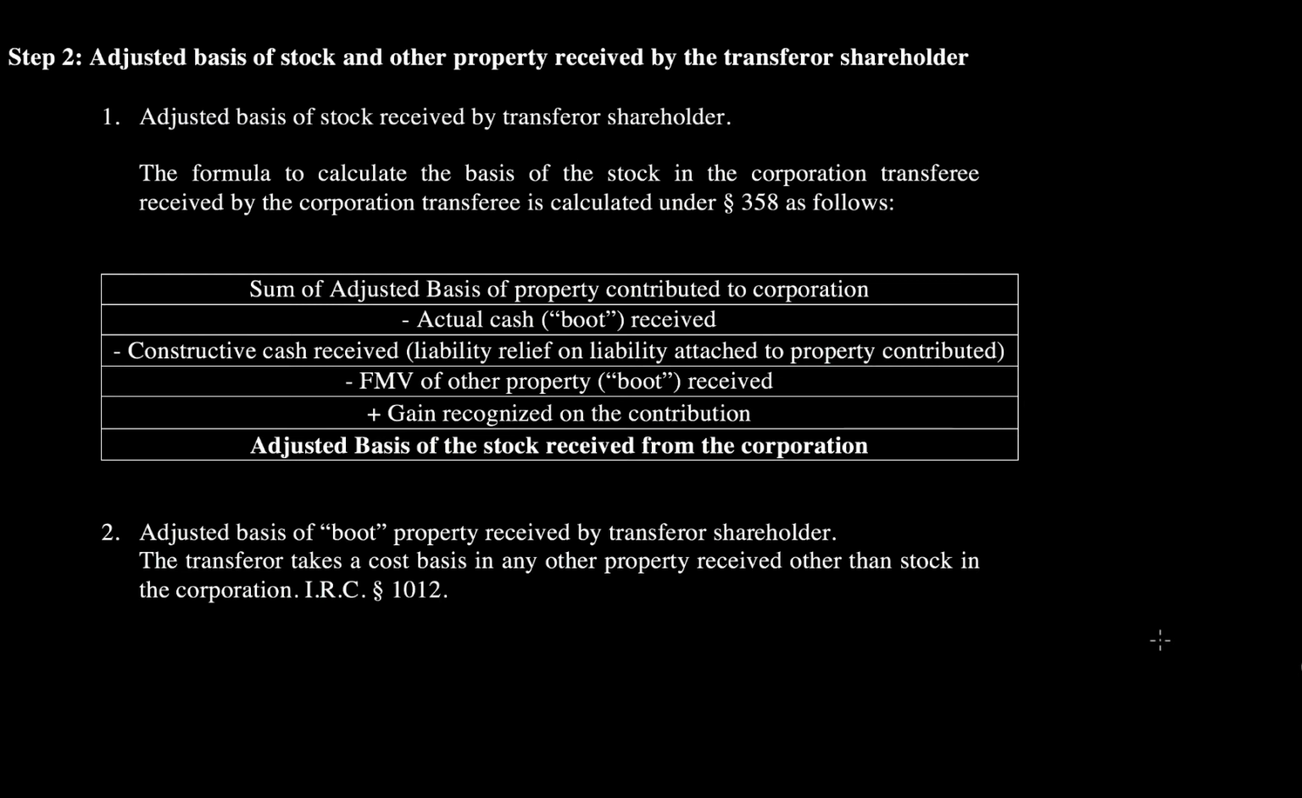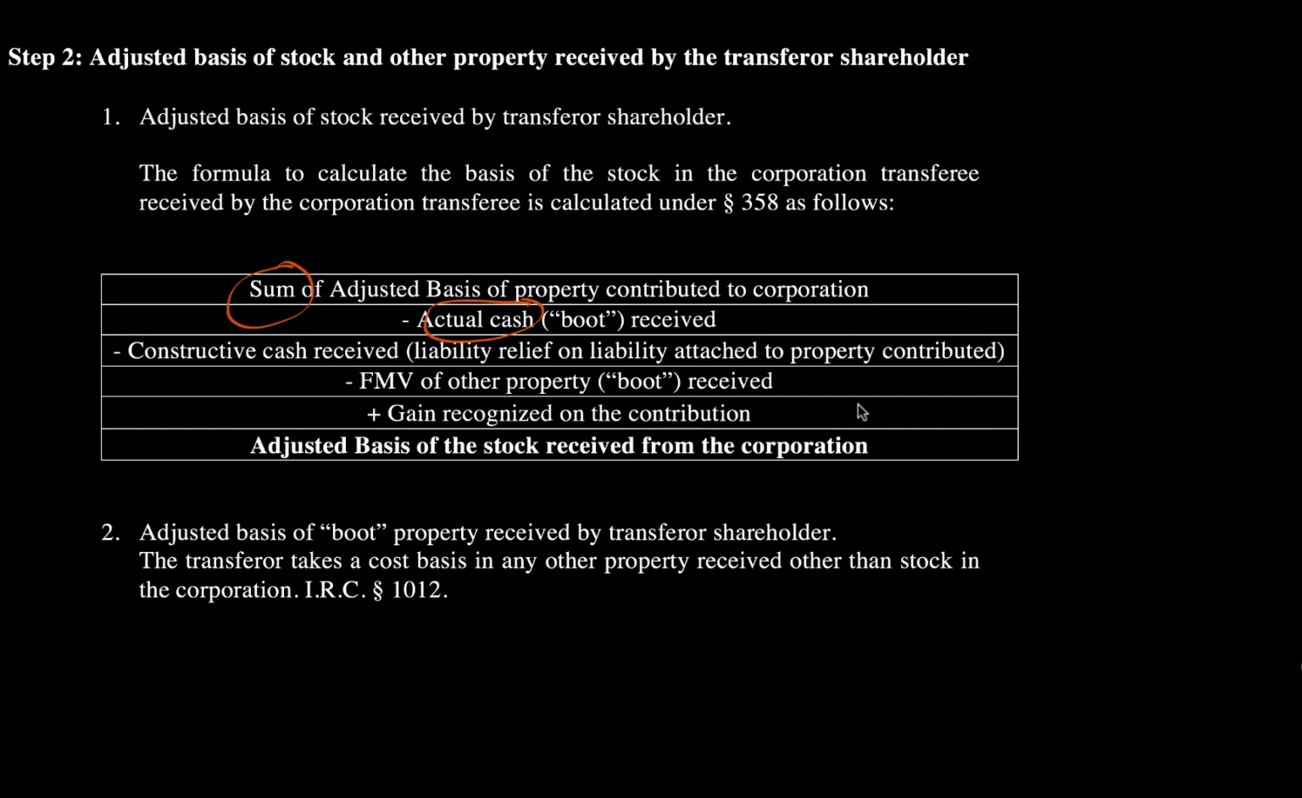Section 358 starts by adding together the adjusted basis of all property contributed to the corporation by the respective shareholder. This includes all bases carried over, including cash, buildings, land, intellectual property that the shareholder contributes to the corporation in exchange for stock. We then subtract away any actual cash received by the transferor. Remember, we call this boot under the 351B analysis.